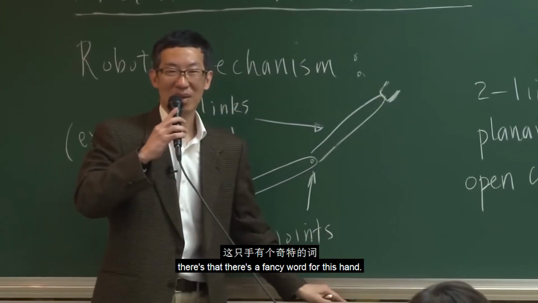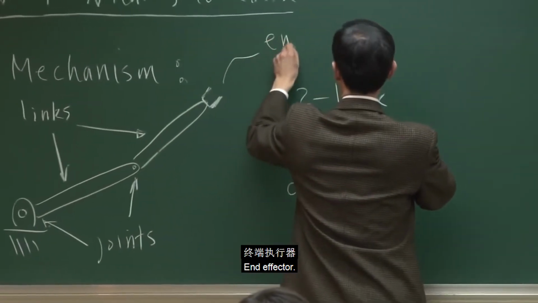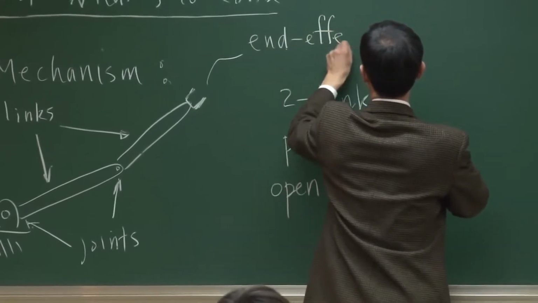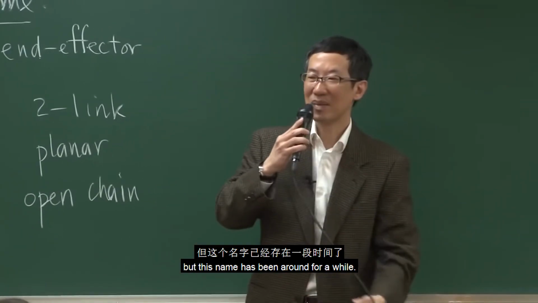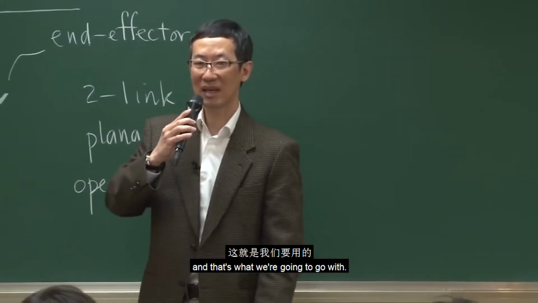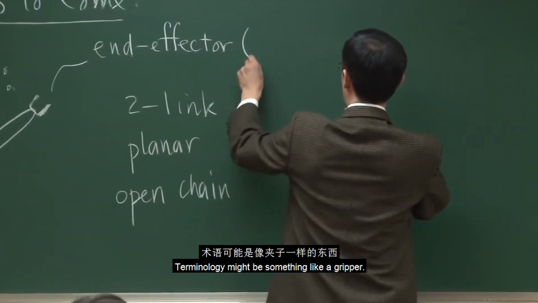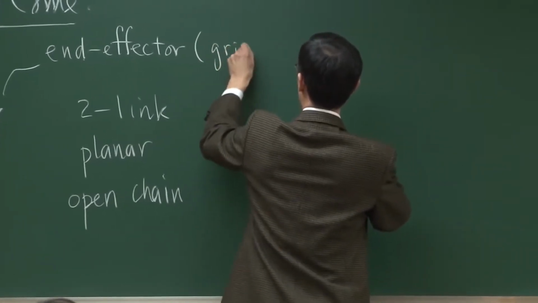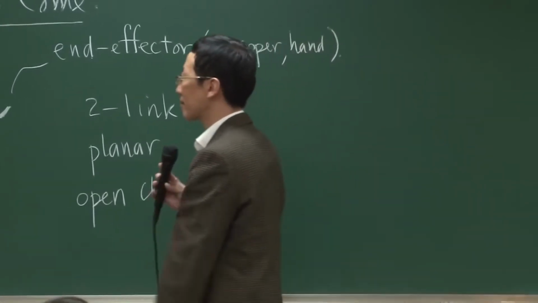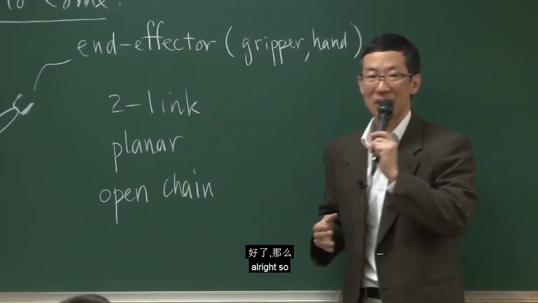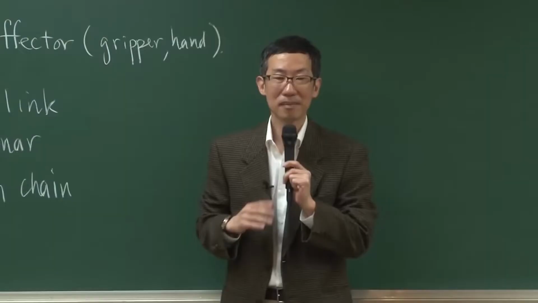Okay. Now in robotics, there's a fancy word for this hand. We call it an end effector. Okay. Wouldn't be my choice, but this name has been around for a while, and that's what we're going to go with. More descriptive terminology might be something like a gripper or a hand. Okay? All right, so a typical robot consists of joints, links, and an end effector.